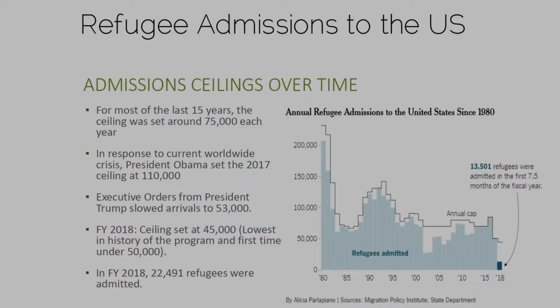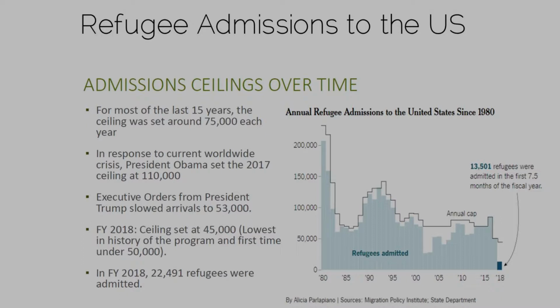So refugee admission to the United States, really the definition of refugees did not come around until 1980 when they had the UN Convention on Refugees to decide what the definition of a refugee was. But at that time, in the 80s, we had over 200,000 refugees resettled in the U.S. That number has dropped drastically to 13,501 in 2018.